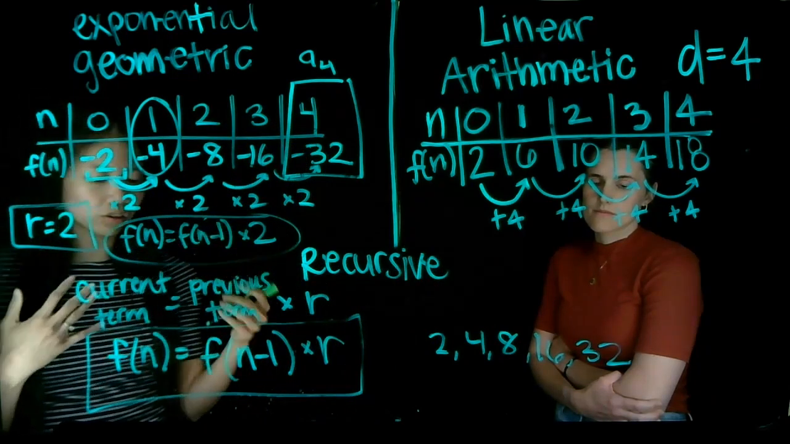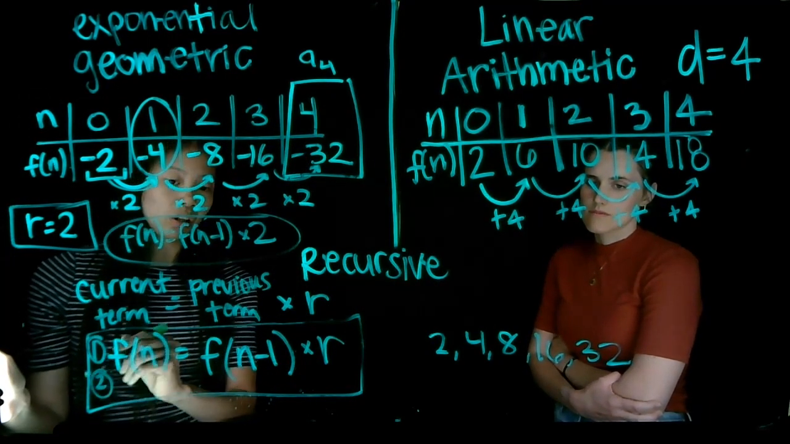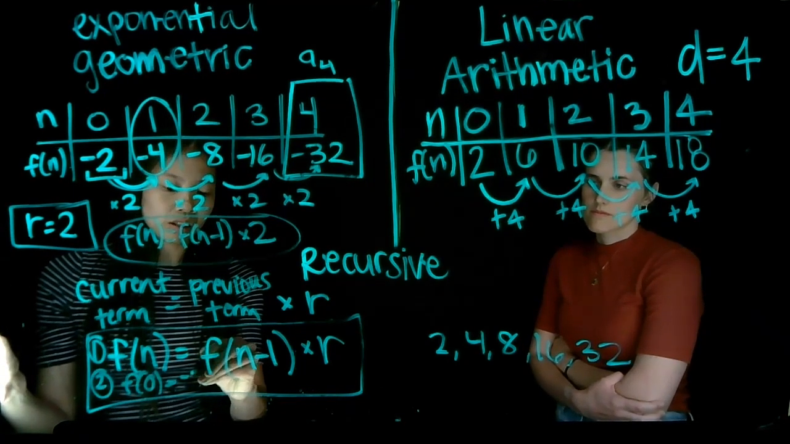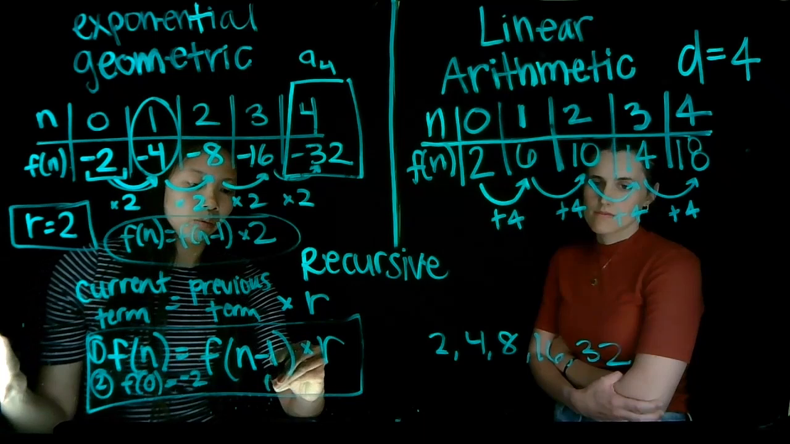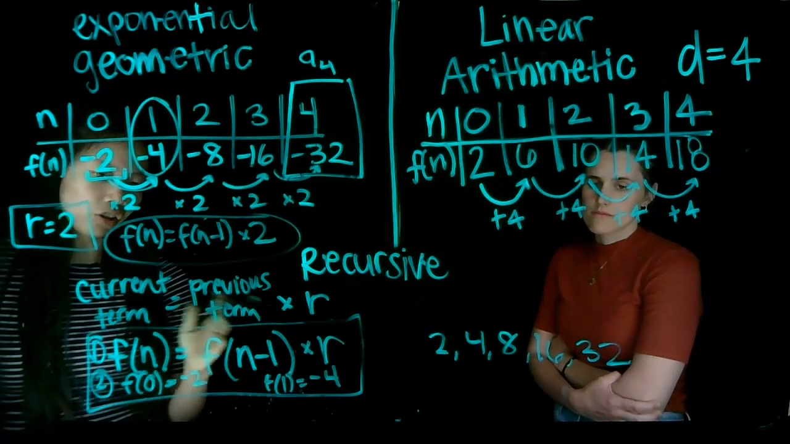So with the recursive term, you have to give the equation, and you also have to give a starting value. It could be whatever. So I could give it as f of 0 equals -2. I could also give f of 1 equals -4. Like, it doesn't matter, but I have to give a starting term.